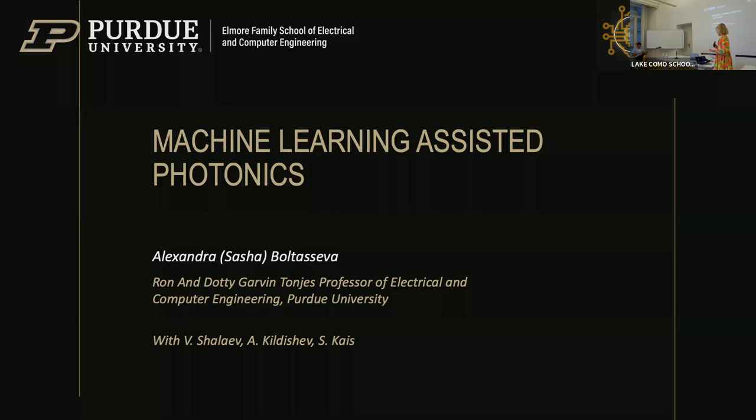And so let me start by saying that machine learning is not my area. It's a totally new area for me and my team. I actually spent a decade working on making photonic devices practical, specifically nanophotonic devices, and looking into constituent materials and how we make it happen.